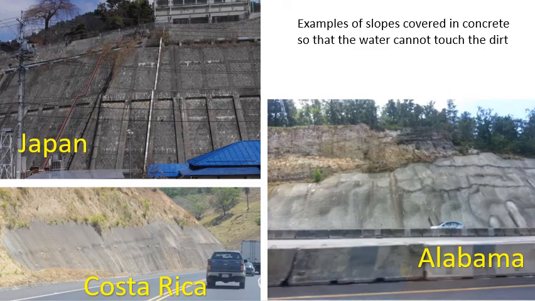And they do this all over the place. It's not just a United States problem. Here are some examples where they put concrete on hills in Japan, Costa Rica, and Alabama. The whole point of putting concrete on the hill is to make it where the water can't even touch the hill at all. If it can't touch the sediments, it can't move them.